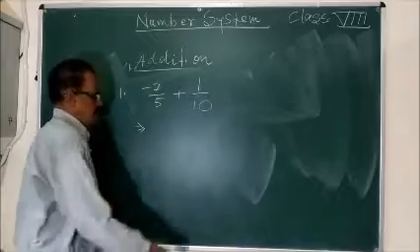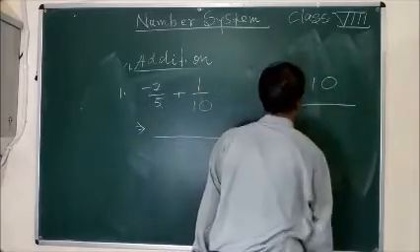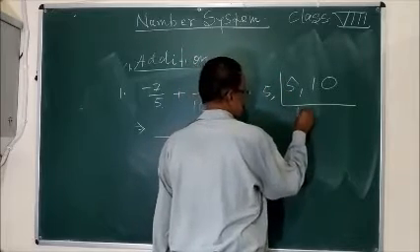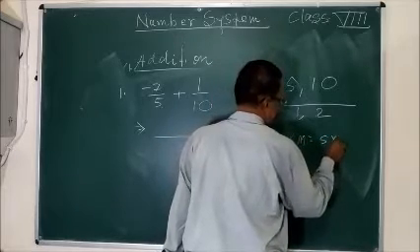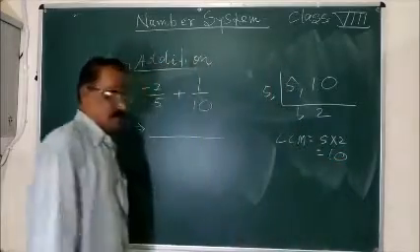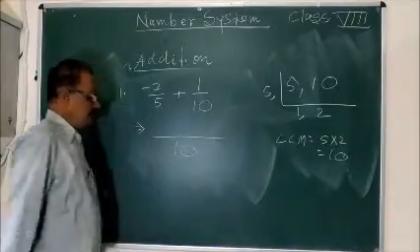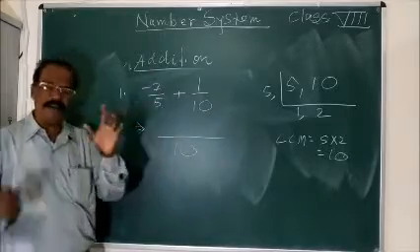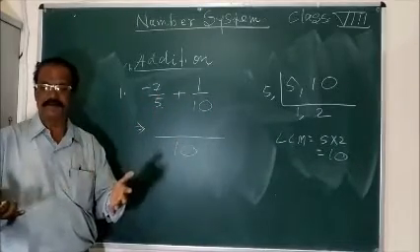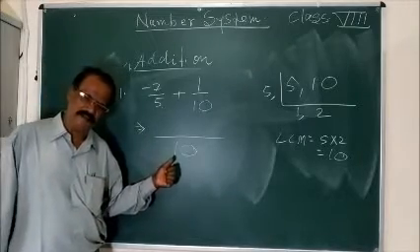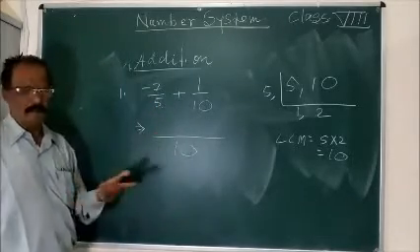Step number 1, we find the LCM of 5 and 10. You can find it in rough, and I explained LCM to you yesterday. It is the smallest number which is divisible by the given numbers. So the LCM is 10. This is the smallest number which is divisible by both 5 and 10. Although 20 is divisible, 30 is divisible, this is the lowest. This is the least number, and that is called the LCM of the given numbers.